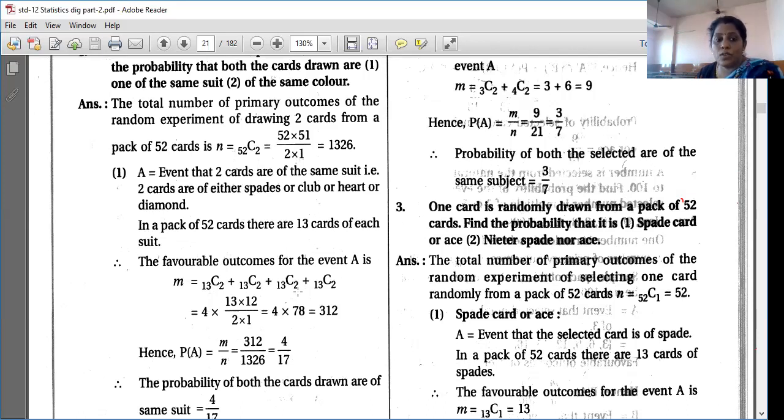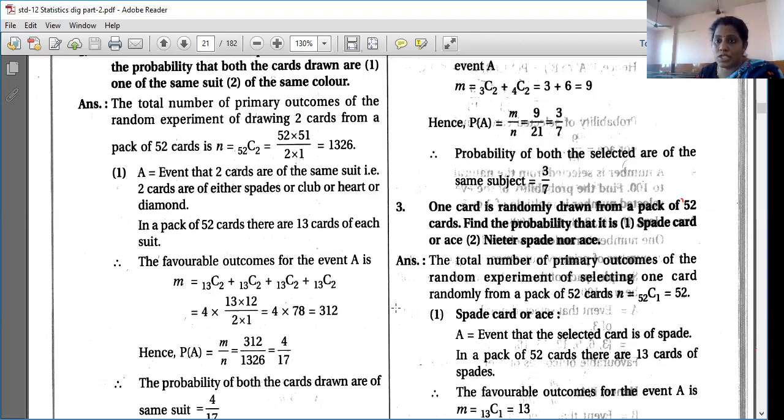Last year I explained why we use plus and where we use multiplication. See children, if two cards are to be selected and that is satisfied at a single time, then you have to use plus. Two select करना था, वो एक ही बार में हमने two एक साथ में select कर लिया तो plus आएगा. अगर एक एक करके select करते हैं, जैसे 13C1 into 13C1, तो into लगता है. यहाँ पे two select करने को बोला है, तो together we have taken two, एक साथ में ही two ले लिया. Okay, so that's why we have done plus sign.